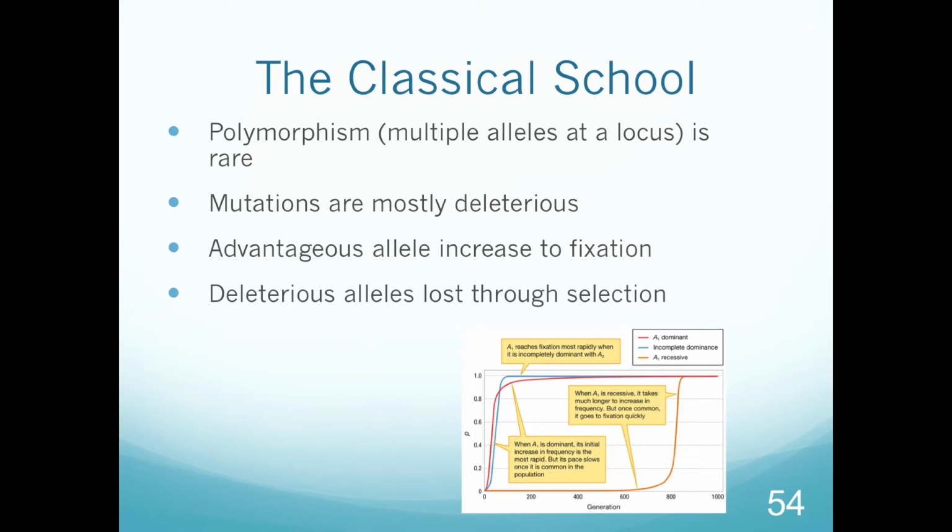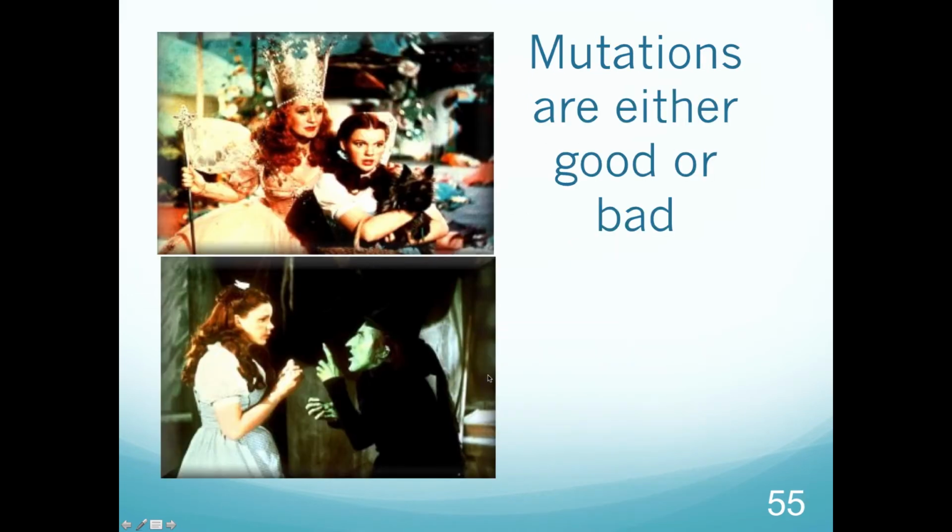So the classical school of population genetics believed that genetic polymorphism is rare in populations, and that mutations are either deleterious or advantageous. Advantageous alleles would be taken to fixation by selection, and deleterious alleles would be immediately lost from the population due to selection. So the overall idea was that mutations are either very good or very bad.